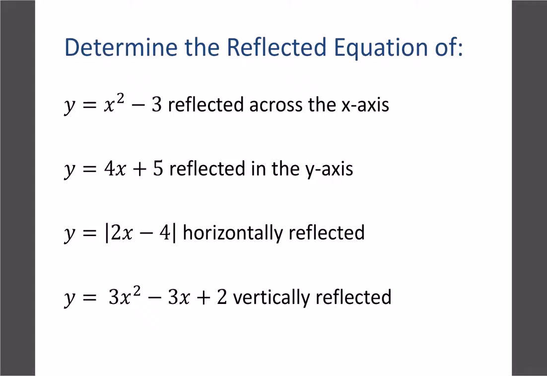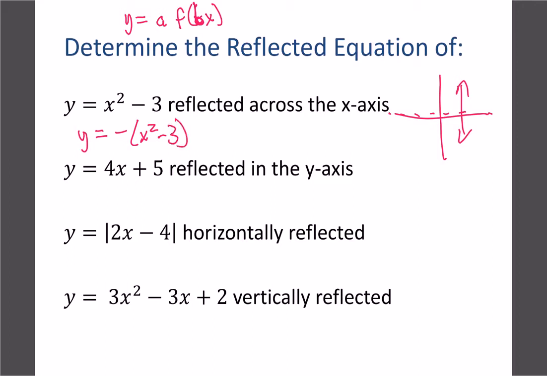Okay, let's work all the equations. So remember when we had our equations, we had our a value up front, and our b value was inside. So when we're doing these, you want to put the negative either where the a is for vertical reflections, or on the inside for the horizontal reflections. So for this first equation, we've got reflected across the x-axis. So that's going to be a vertical. So our equation should just have our negative out front. So once you put the negative out front, you can see that would be our equation.